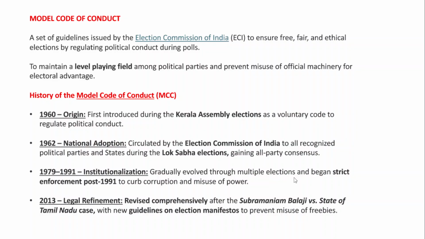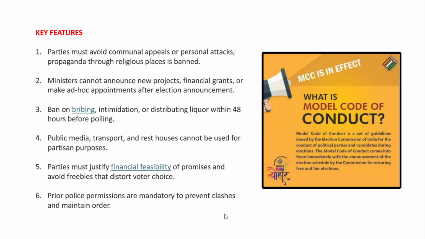Strict enforcement began post 1991, aimed at curbing corruption and the misuse of power. So the objective of introducing Model Code of Conduct post 1991 is to curb corruption and misuse of power by the governments. In the year 2013, there was a legal refinement of the Model Code of Conduct, because it was revised comprehensively after the Subramaniam Balaji versus State of Tamil Nadu case, in which new guidelines on election manifestos to prevent misuse of freebies were notified. So this is how Model Code of Conduct has evolved in India over a period of time. You have to remember this evolution as well.